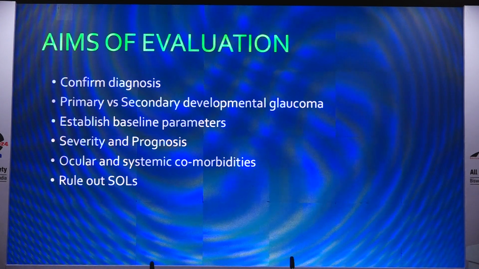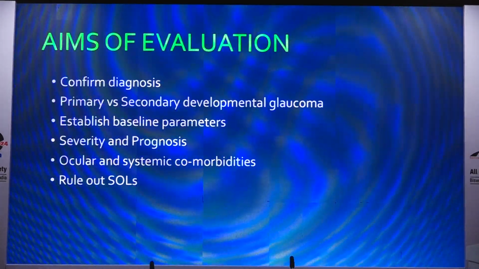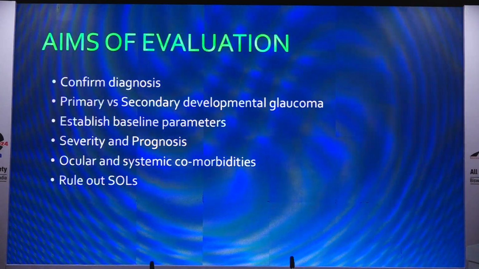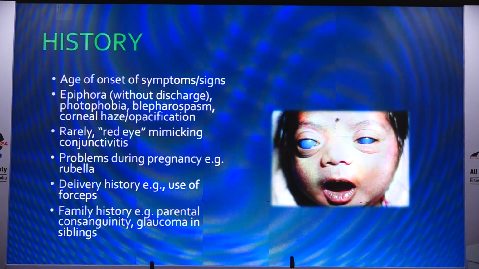What should be our aims of evaluation? To confirm the diagnosis, to distinguish between primary and secondary developmental glaucoma, to establish the baseline parameters, to assess the severity and prognosis, to rule out ocular and systemic comorbidities, and to rule out space occupying lesions.